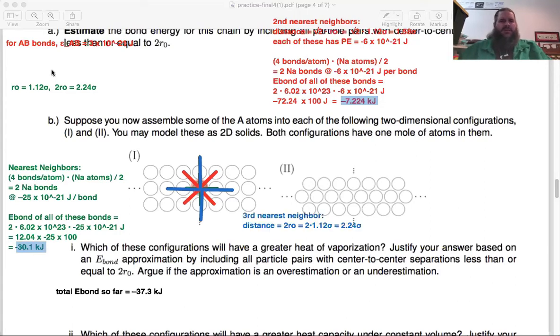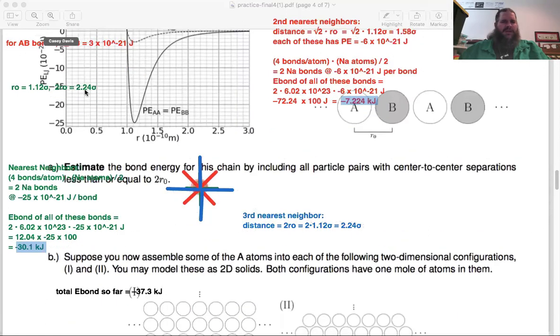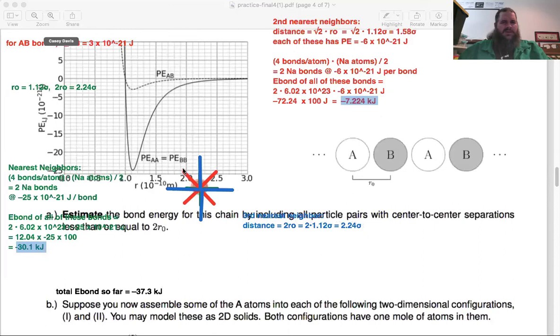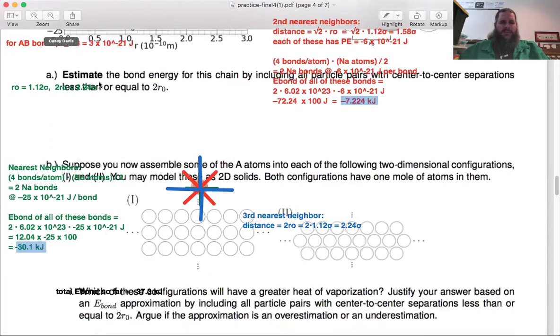And I think we already checked the graph for that, right? When it was 2.24 sigma, that was -1 times 10 to the negative 24th. So if we need it, we can get that again by checking. This was, yeah, -1 times 10 to the negative 21st. So that's the energy of one of those bonds.